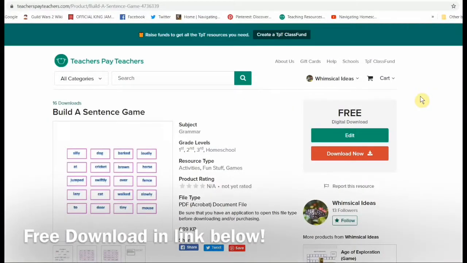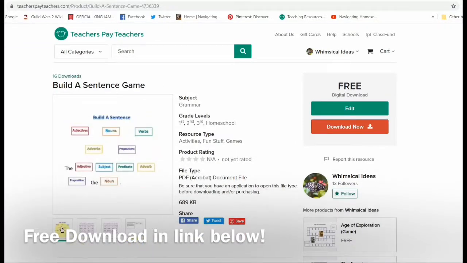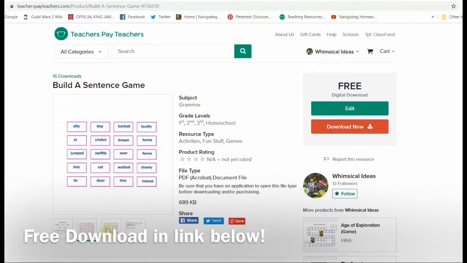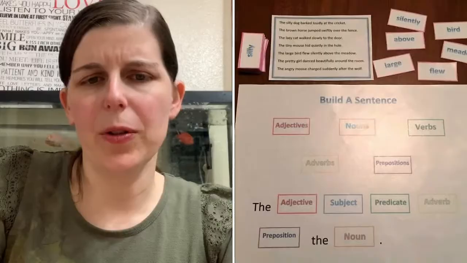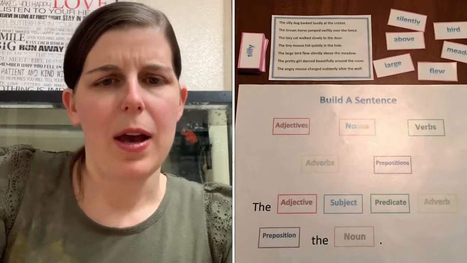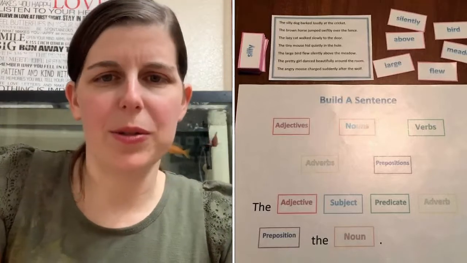Once they've learned the various parts of speech, I have this build a sentence game. Again, this is a free download. You can download it for free on my website. They organize these stacks of words into the correct piles, whether it's an adjective, a noun, a verb, an adverb, or a preposition. Then they can use them to build their sentence. Of course, they'll need to know that a subject is a noun and that the predicate is going to be a verb. We're talking about the simple subject and the simple predicate. And then put their prepositions into place. They can build silly sentences. They can just have a lot of fun with it.